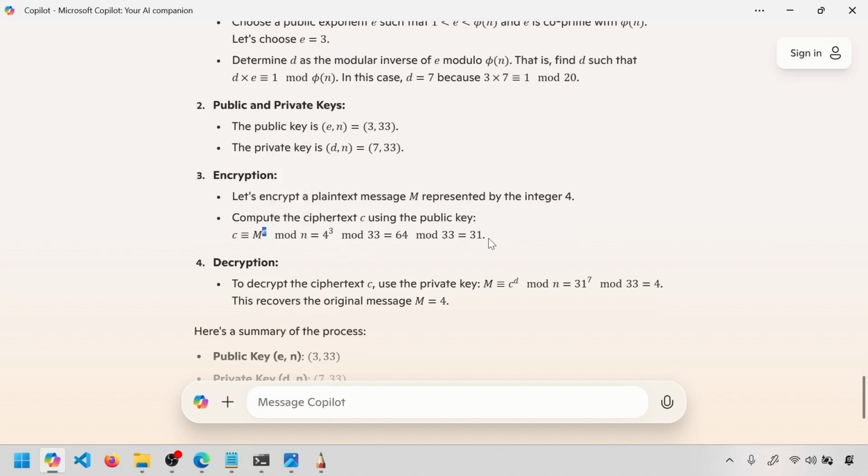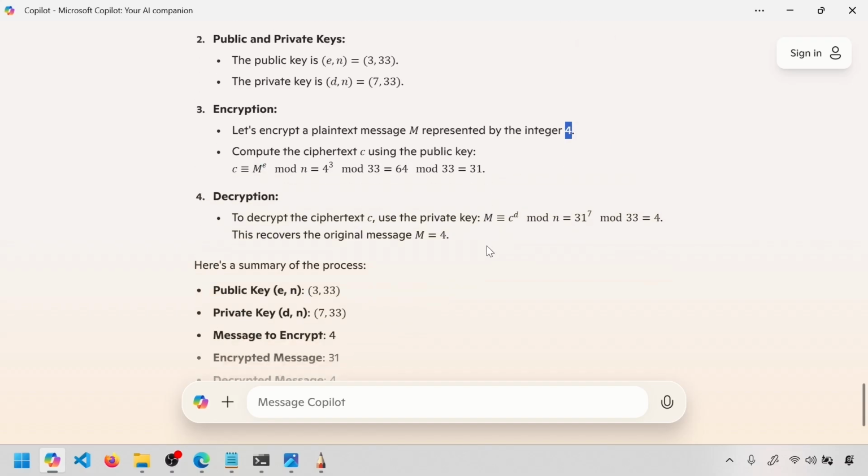Now we have 31 and we need to find 4 from the 31. That process is called decryption. Now, what is the formula for finding M from C? C is here. The formula is C raised to D, mod N. That is common. In both encryption and decryption, N is common. But D, there is another number D right here.